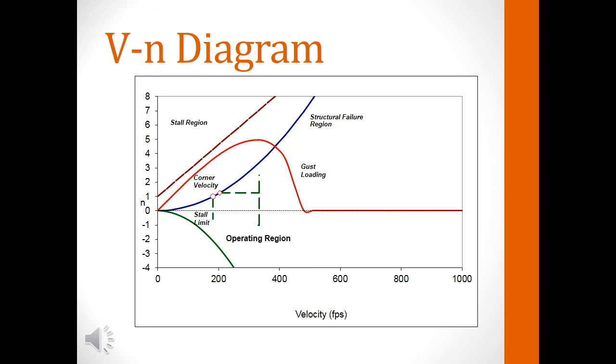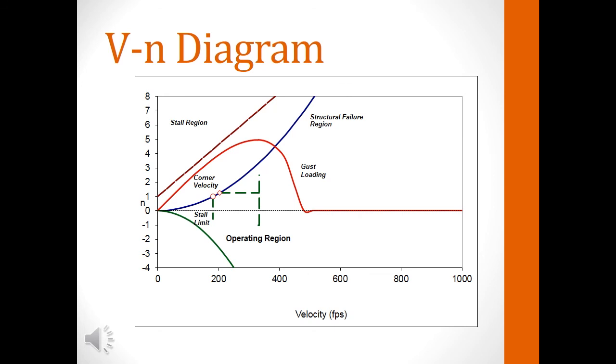This slide shows our design's VN diagram. The purpose of the VN diagram is to show at what conditions our aircraft can maintain flight. Notice that our aircraft is not limited by the gust loading or the stall region. The main limiting factors are the stall limit, corner velocity, and structural failure region.